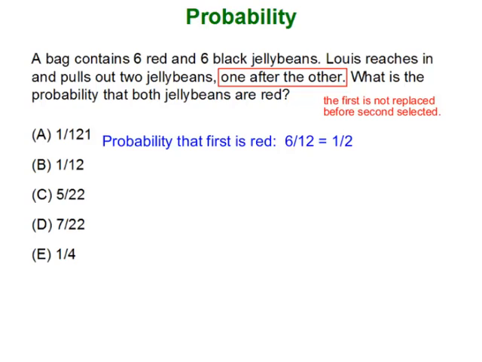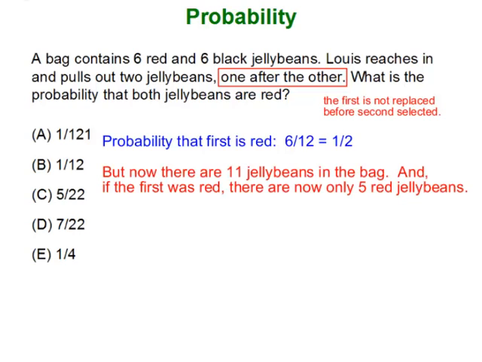So without replacing the first one, he selects the second. So that changes things. There's now only 11 jelly beans in the bag. And if the first was red, now there's only 5 red jelly beans. And if the first wasn't red, it's not one of our winning scenarios. So we're going to go down the winning path here.